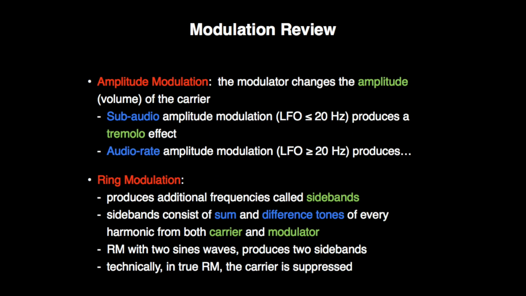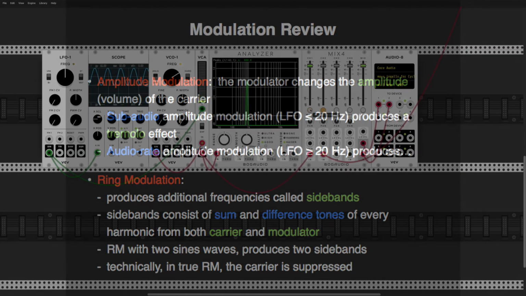So to really solidify this review, let's talk again about amplitude modulation. We've talked about this before. Amplitude modulation is what we have when the modulator is changing the amplitude, or the volume, the loudness of the carrier. And when this happens at sub-audio rates, when our LFO is moving at 20 hertz or less, this is going to produce a tremolo effect.